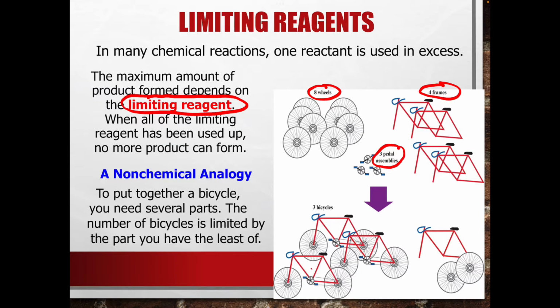So the thing that's completely used up in our chemical reaction, that's the limiting reagent. And like I said here, that's the pedal assembly. The ones that we have extra of, like the frame and the wheels, those are called in excess. We have an excess of those.